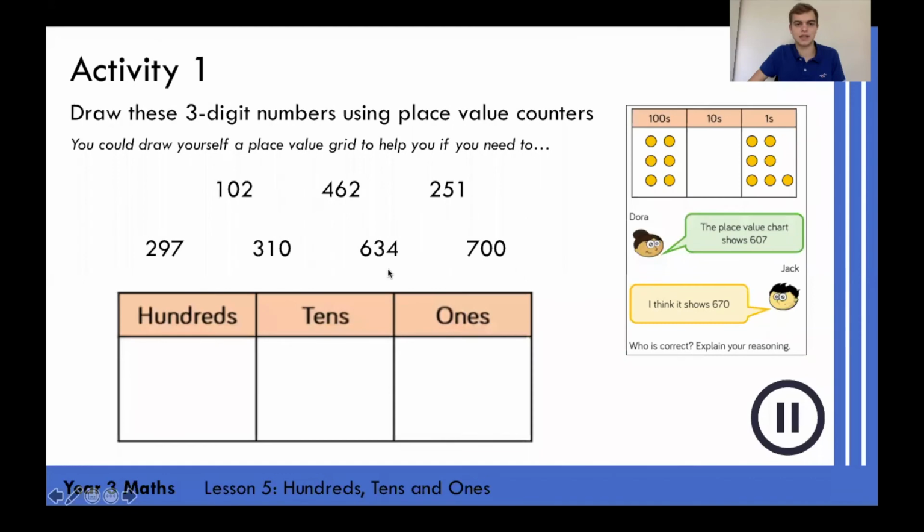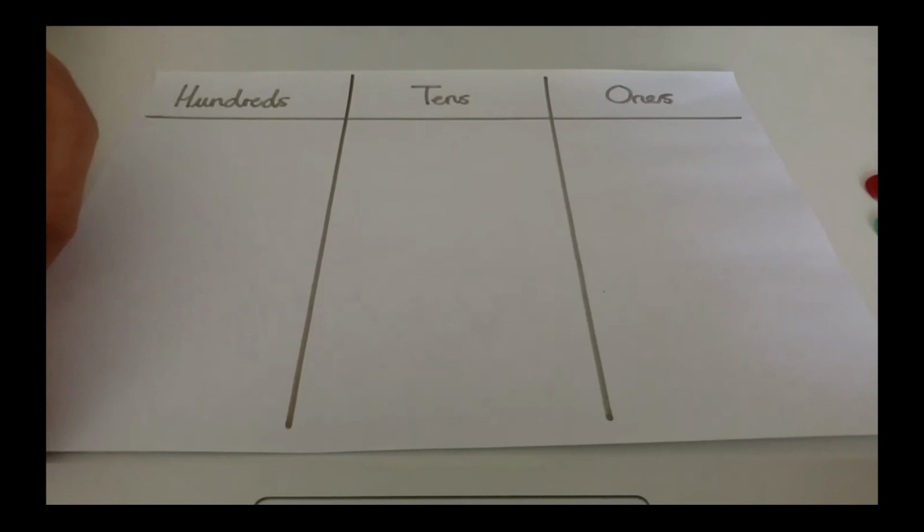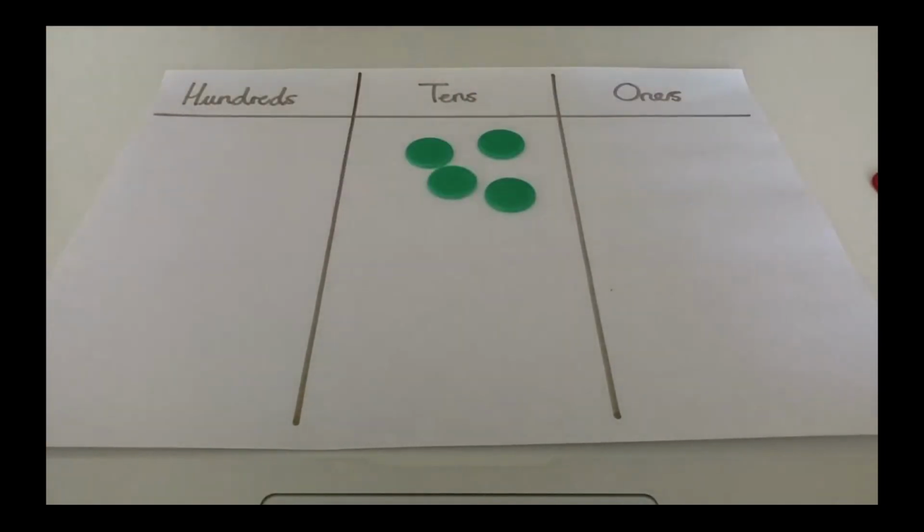Fantastic. Excellent. Let's go back then to our next activity. And here it is. It's a bit of a challenge, this one. It says, using only 4 counters on your place value grid, how many 3-digit numbers can you make? So let me explain what we need to do. I'm going to go back to my place value grid. I can only use now 4 counters, and I've got to see how many 3-digit numbers I can make.